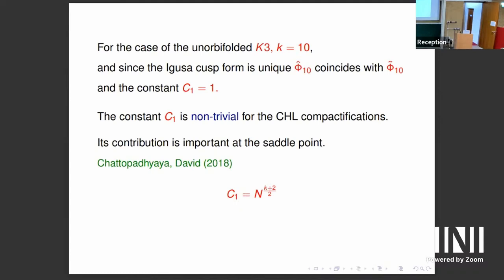For the phi 10, which most of the people here are probably familiar with in the unorbifolded case, this transform is not necessary, because the transform coincides with phi tag. It is the same as phi tag actually, and the constant C1 is 1. But in the CHL compactification, the transform is slightly different. There is a non-trivial C1, and we'll see how it plays a role. There's a non-trivial constant in front of this transform, and that plays a slight role at least in some way.